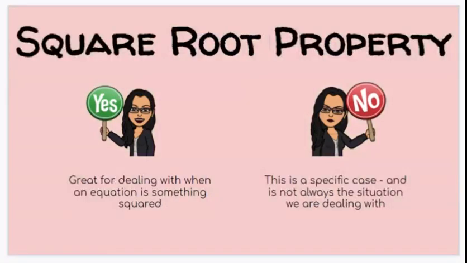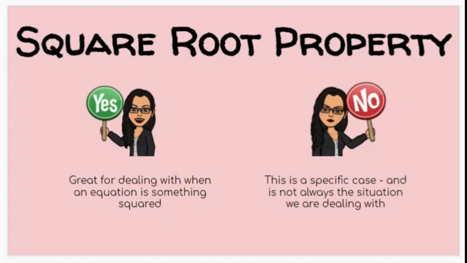Similarly to that is the square root property. The square root property has a big pro. It's great for dealing with an equation where you see something squared. When we get into the examples, you'll see what I'm talking about. However, the big con here is the exact same thing. This is a very specific case. This is not always what we see. It is most often not what we are dealing with. So it is not a method that's going to work all the time.